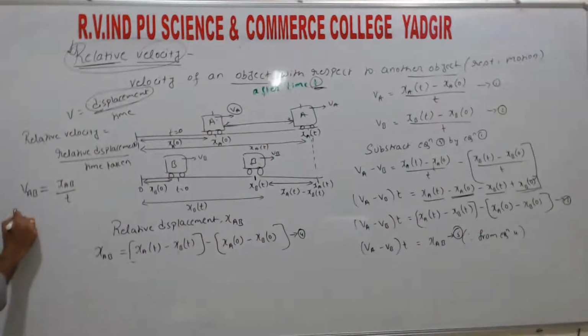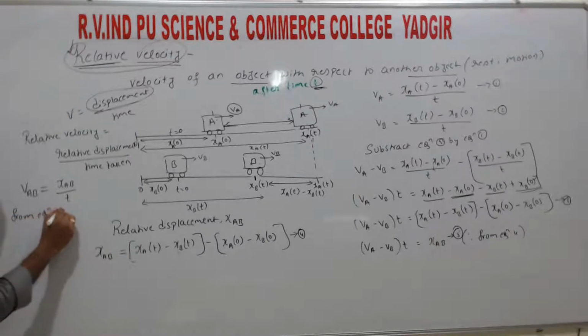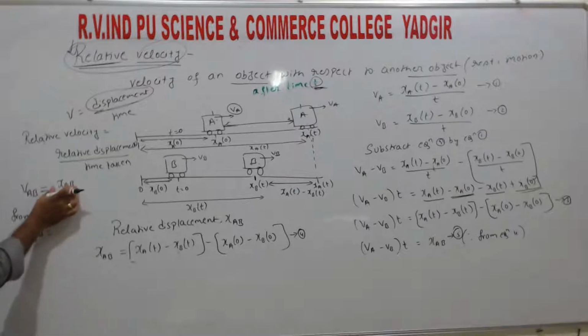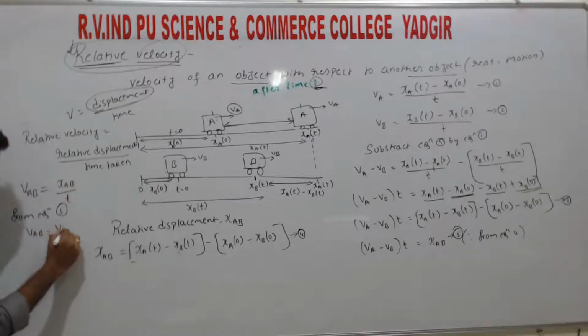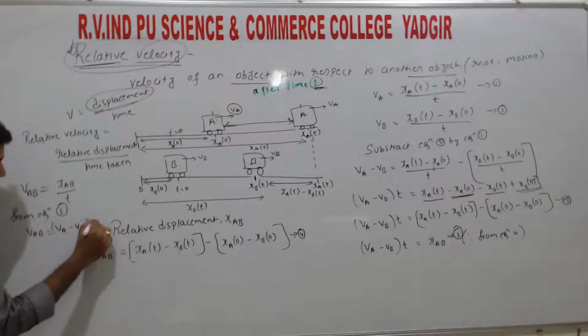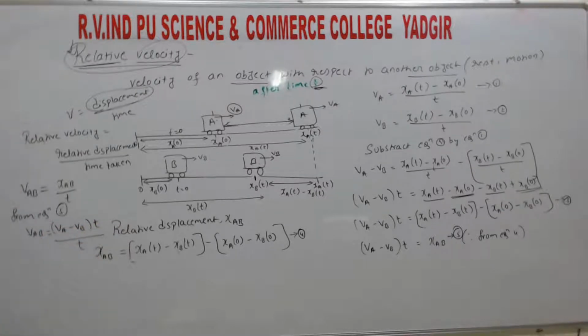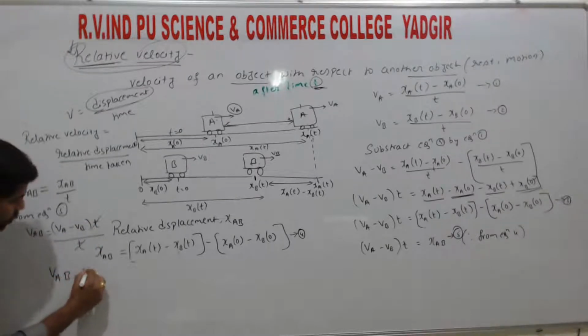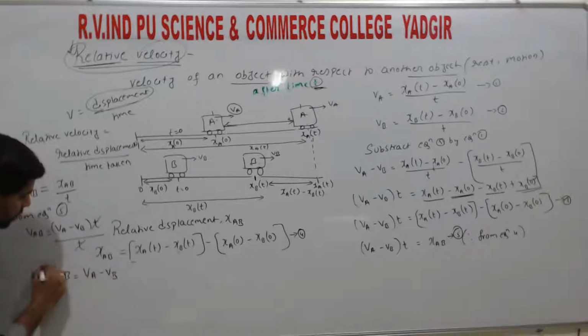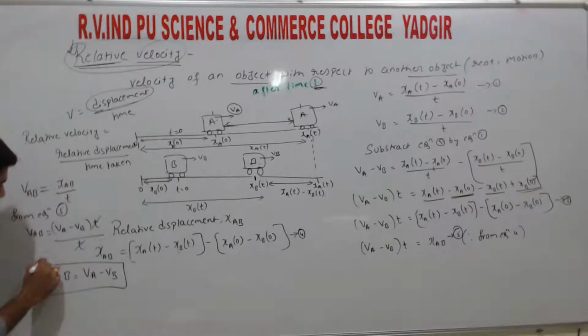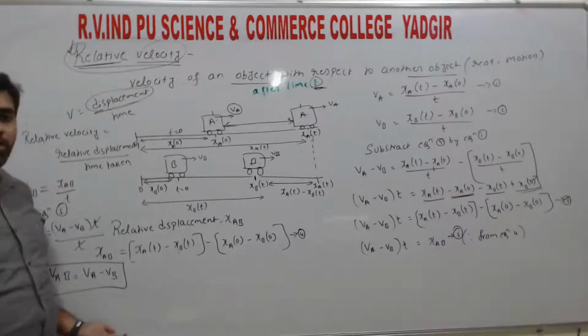So from equation 5, VAB is equal to, in place of XAB we can substitute (VA minus VB) into T, all divided by T. So T and T get cancelled. Finally we get the relative velocity VAB is equal to VA minus VB. This one is the final relation, very important while solving problems.